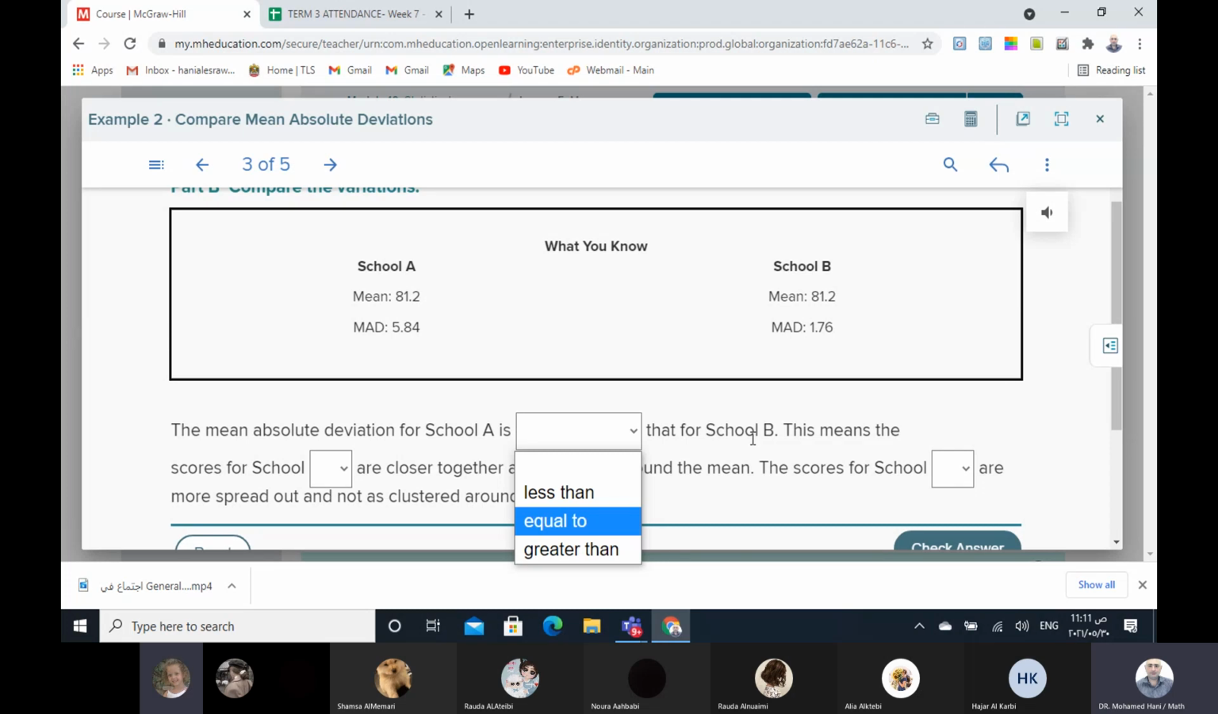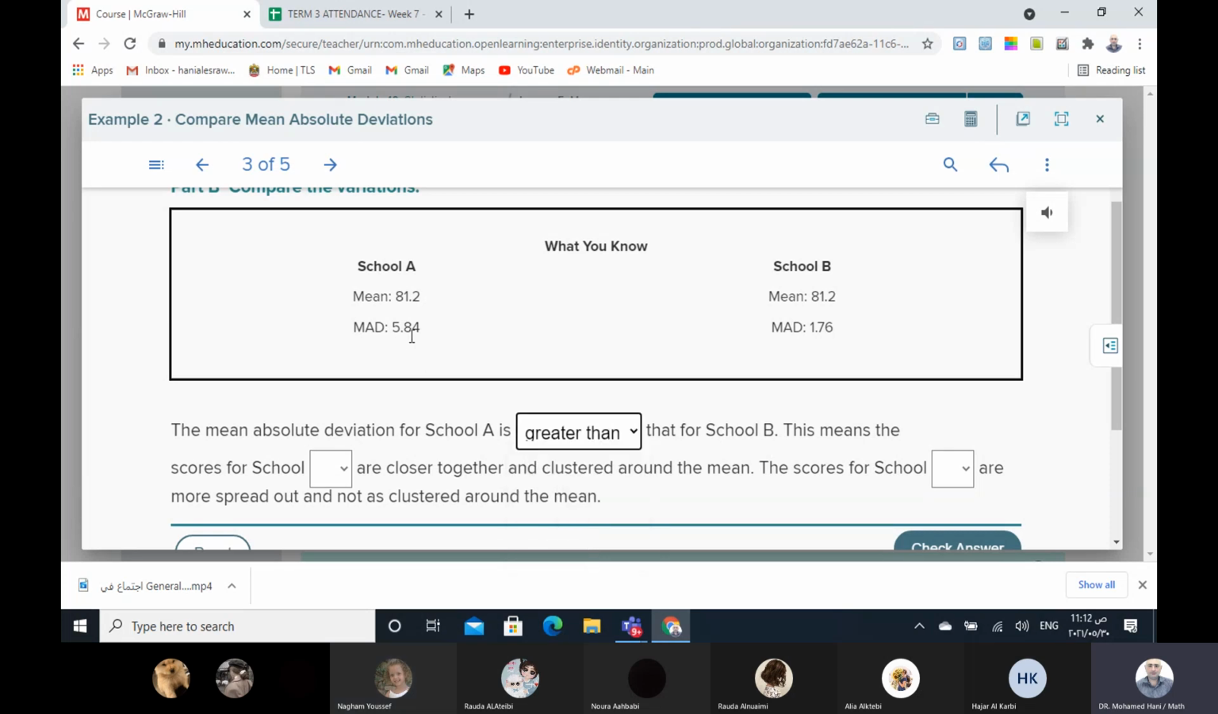Less than? This is for school A and this is for school B. So less than, or equal, or greater than? Greater than, because here we have 5.84, here we have just 1.75. So school A is greater than school B.